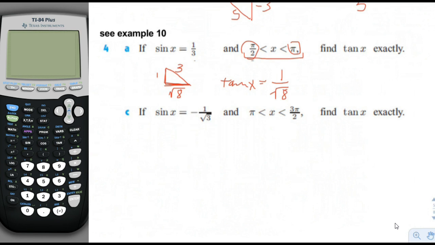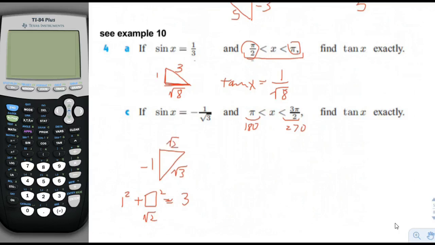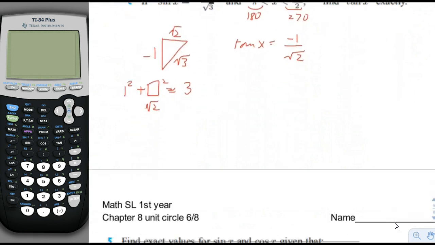What about C? If sine of x is negative 1 over square root of 3, and the angle is between 180 and 270 degrees, find tangent of x exactly. So we're talking about a triangle, let's see, between 180 and 270. Yeah, that would be it, like that. So there's a triangle like this, and the sine would be negative 1 over the hypotenuse, square root of 3, would be the ratio. What would be the adjacent leg? Well, using Pythagorean's theorem, we have 1 squared plus something squared equals square root of 3 squared, which is 3. So this something would have to be square root of 2, right? So square root of 2 would be the length of this side. Okay? And so the tangent of this would be the opposite, negative 1, over the adjacent, square root of 2. Okay, moving on to page 6.